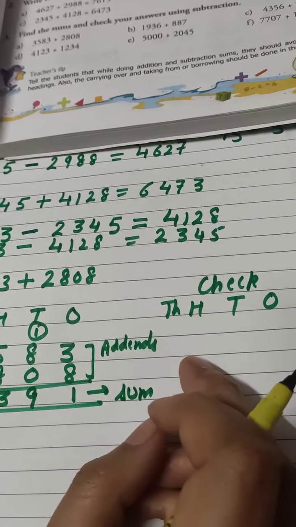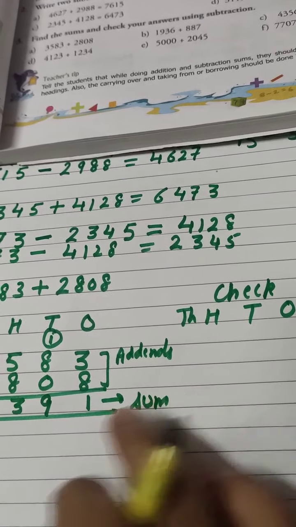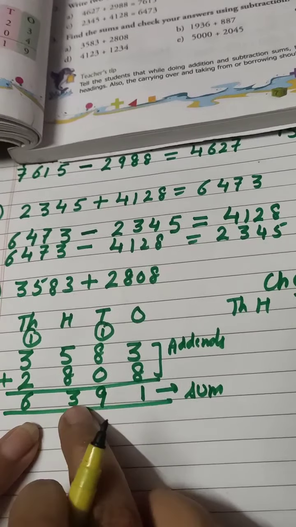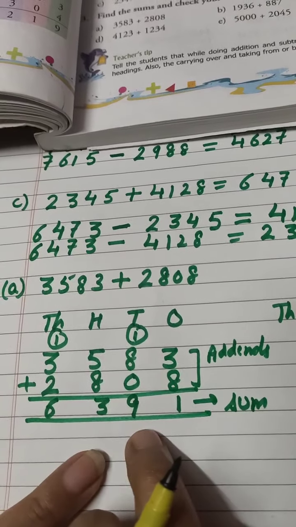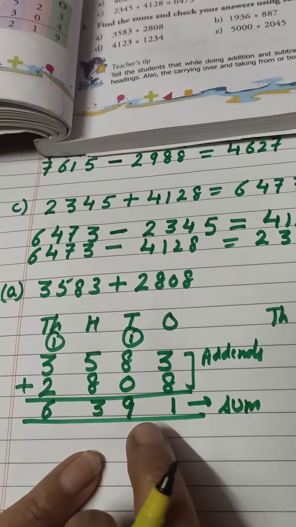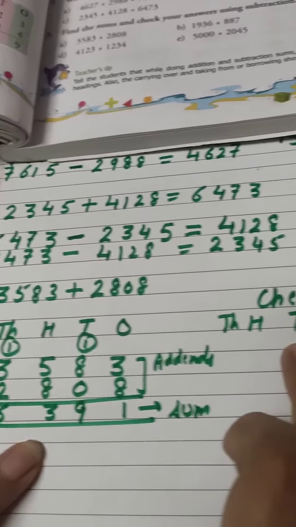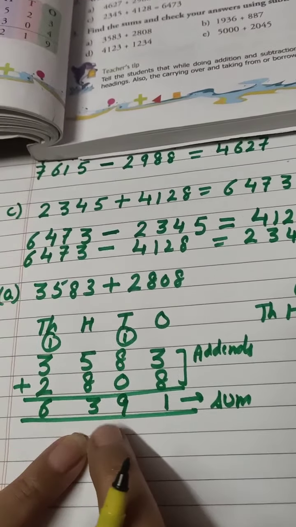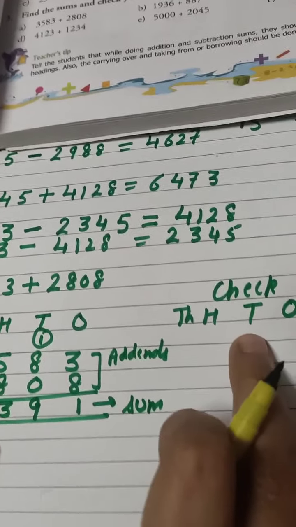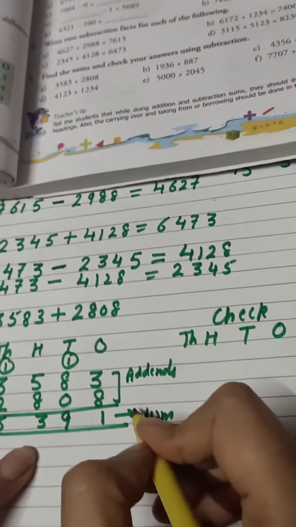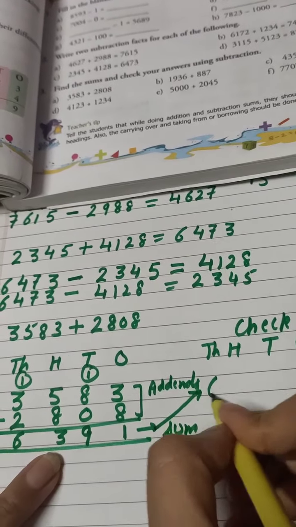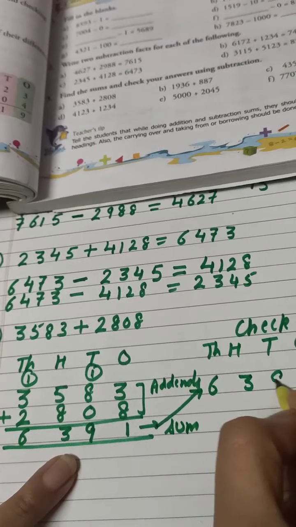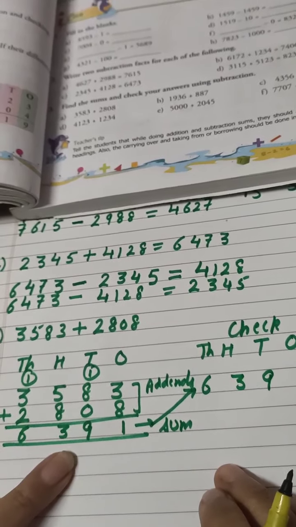what we have to do? We have to check whether the sum is correct or not. Okay, for that first we will write the sum on the top. Means we will write this answer on the top. Okay, so write this sum on the top. That is 6391. Okay.